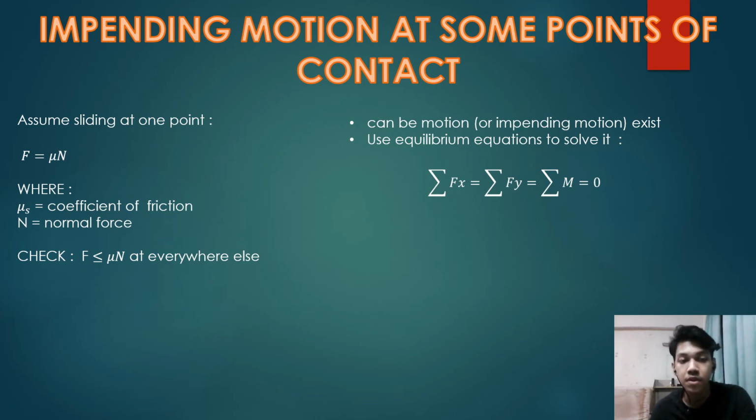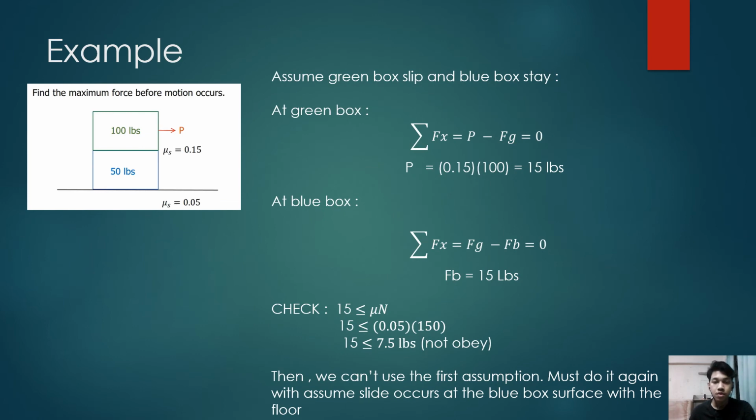Then after we get the answer, we must check it back using this condition. The force that we got must obey this condition at every other point. When it is obeyed, we know that the answer is correct. So let us move to the example for this kind of problem. The question asks us to find the maximum force before the motion occurs.